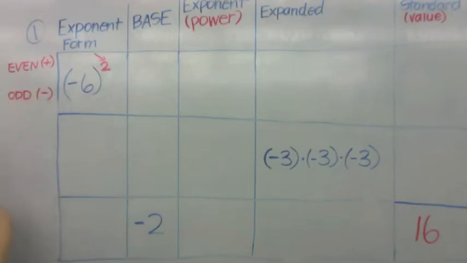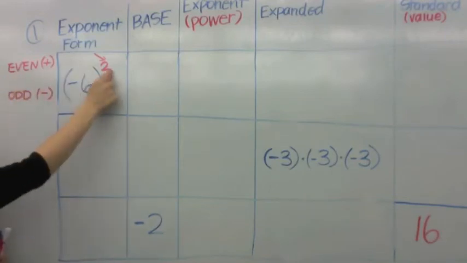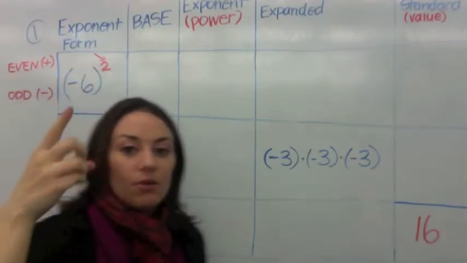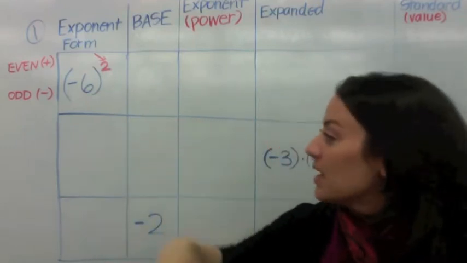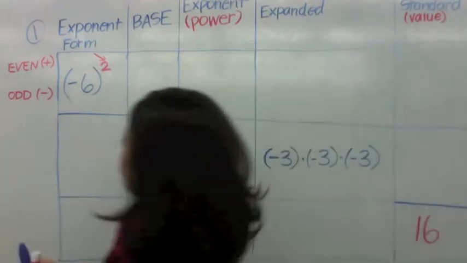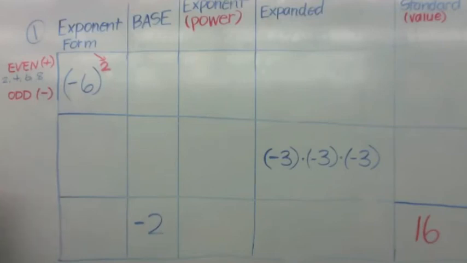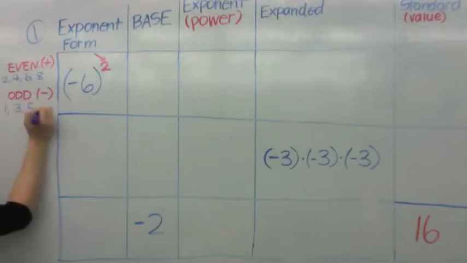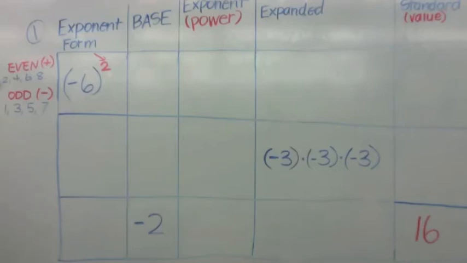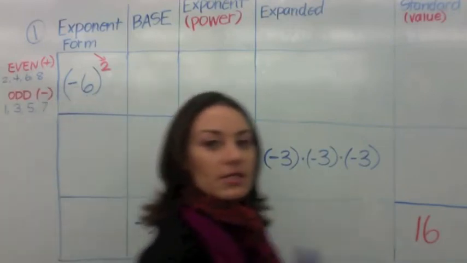So I'll ask you again. What are even numbers? Even numbers for exponents are what? Count by 2s. They're 2, 4, 6, 8, 10. Odd numbers are what? They are 1, 3, 5, and 7. So when you have an even number of negatives, your answer is positive. When you have an odd number of negatives, your answer is negative. Okay, so that's important to know.